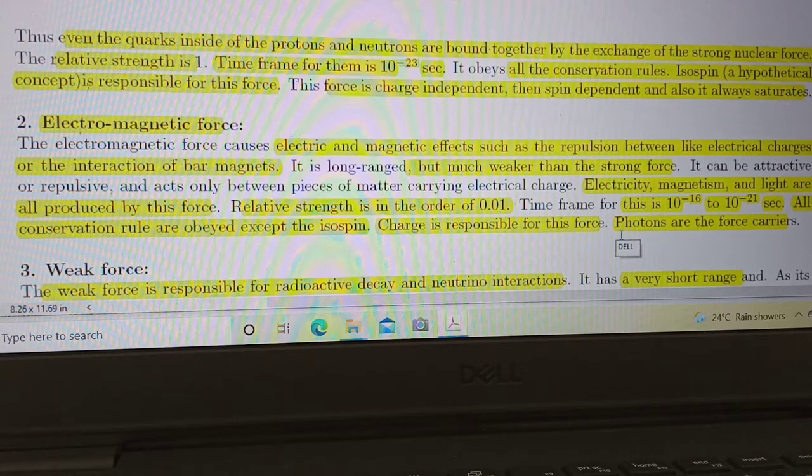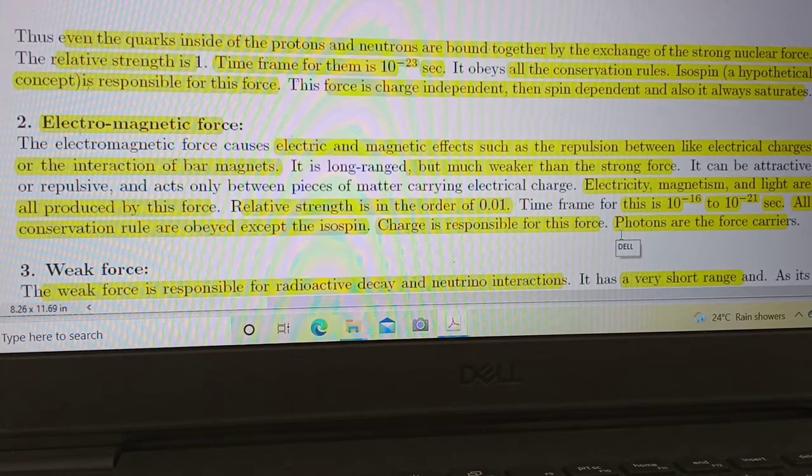Relative strength is of the order of 0.01. The time frame is 10 raised to minus 16 to 10 raised to minus 21 second. All conservation rules are obeyed except isospin. The charge is responsible for this force. Photons are the force carriers.